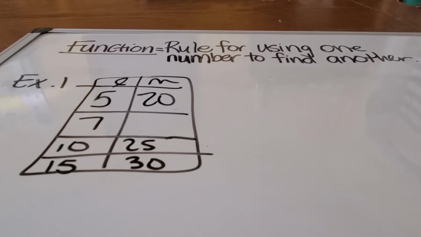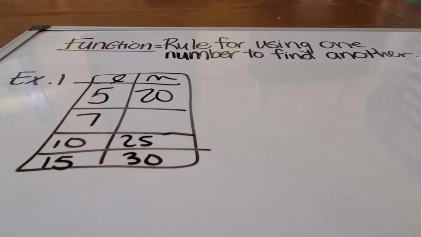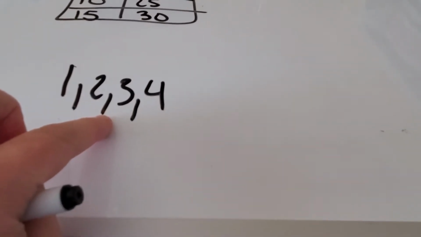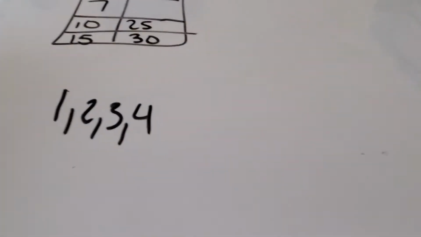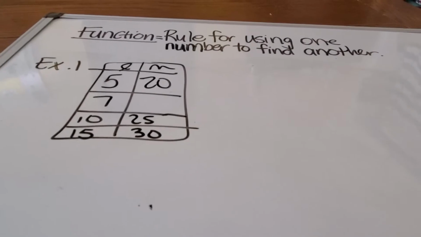You would have to, in standardized testing, find a pattern. You would be listed several numbers in a row, like 1, 2, 3, 4. And you'd have to know, well, 1 plus 1 is 2. 2 plus 1 is 3. So you've done functions without even knowing that you've done them before, okay? So that's what a function is.